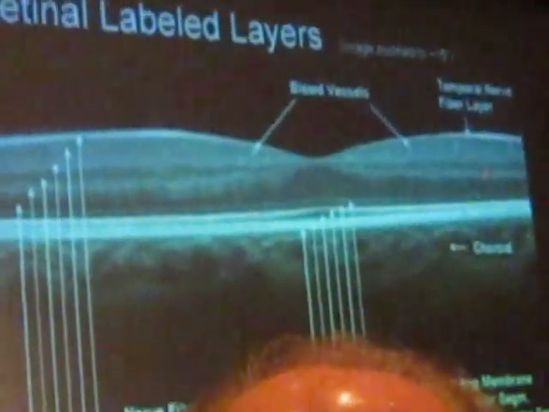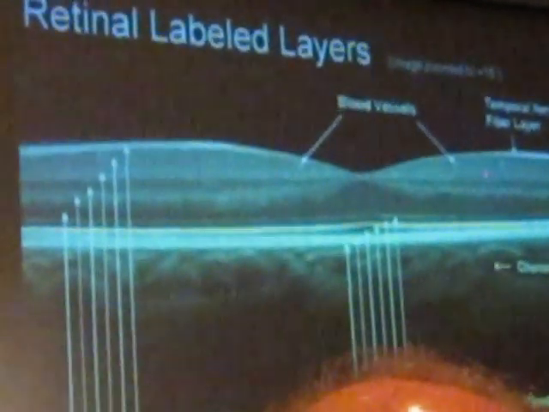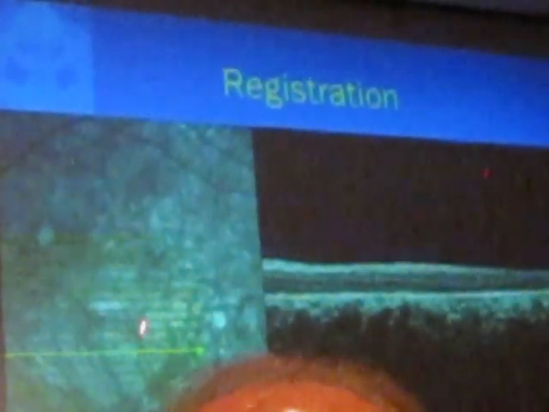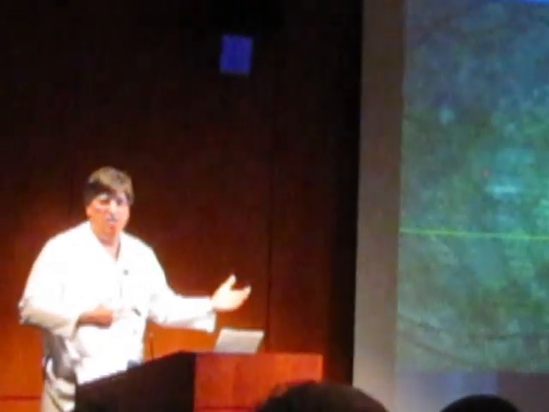Not only that, these OCT devices have tracking that yields something called registration. So we can go back to the same spot in the macula later on and look at it again precisely. So we have a really accurate way of looking at these cells.